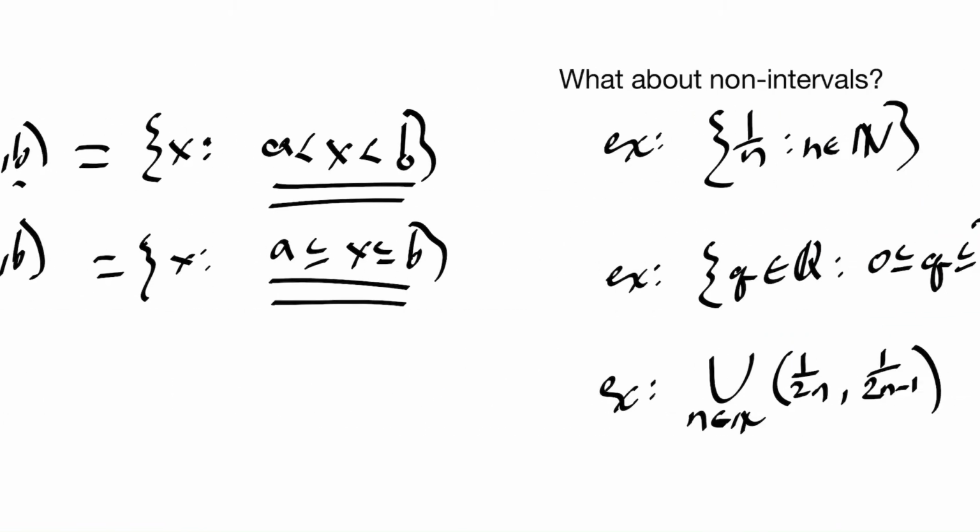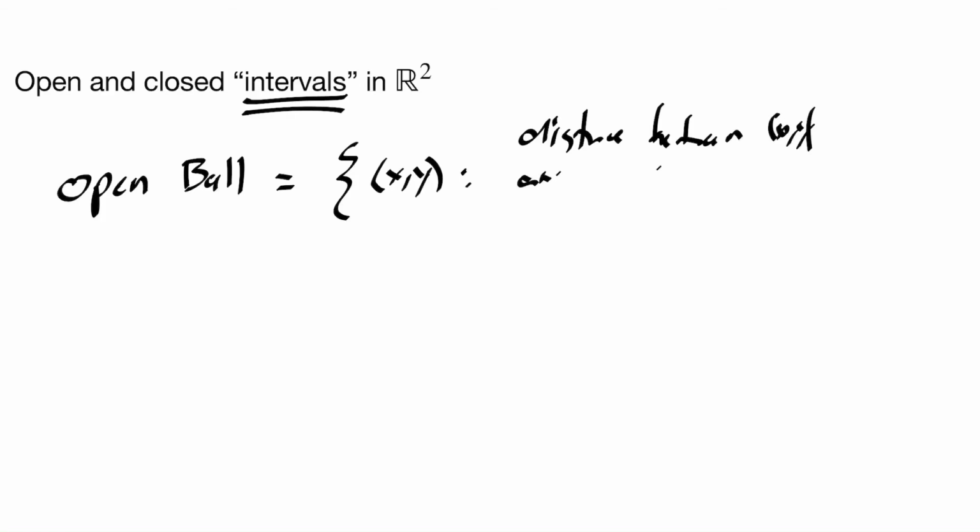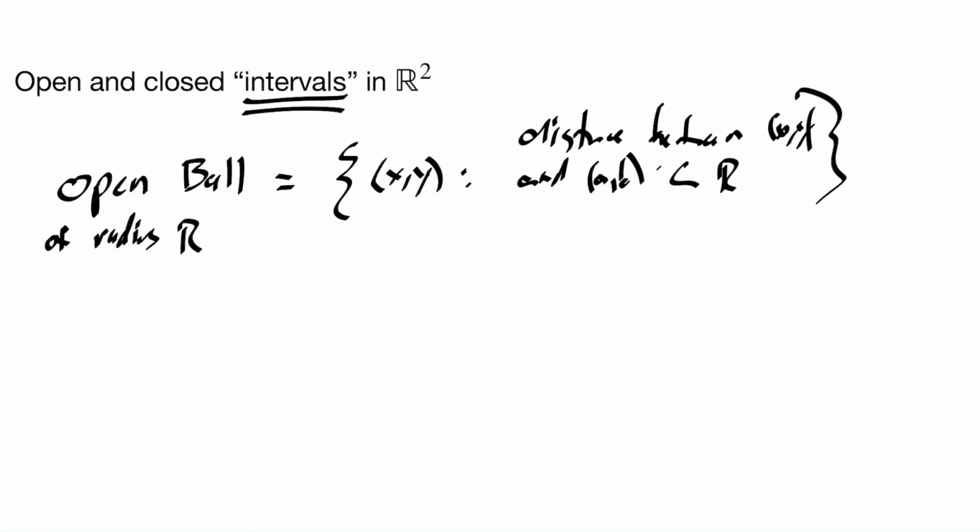And if you remember, our definition of an interval was all x's between a and b, and so an open ball is going to be the set of all (x, y) such that the distance between (x, y) and (a, b) is less than some r. So this is an open ball of radius capital R. That is going to be that set. And what does that mean?